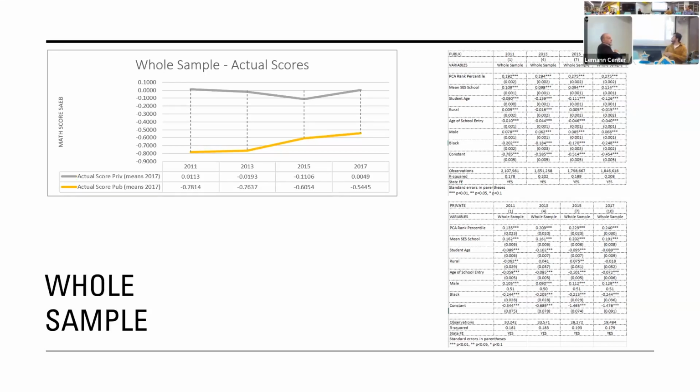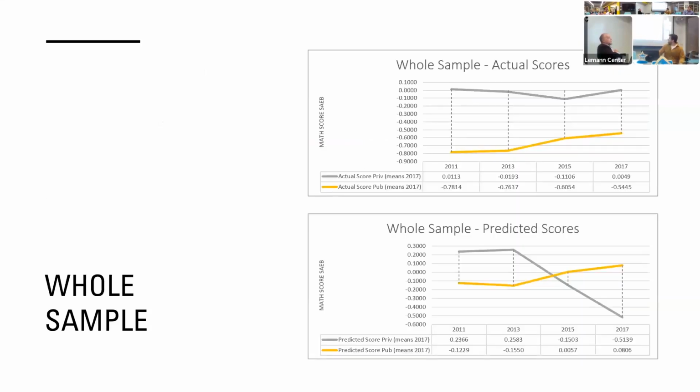If we filter these differences in socioeconomic status and other observable variables, what would happen to the performance of students? This is the simulation we get. This is actual scores, and this is the predicted scores if we're sending the same cohort to both, the same students with the same characteristics. So there's no difference. The private schools don't have this advantage anymore.